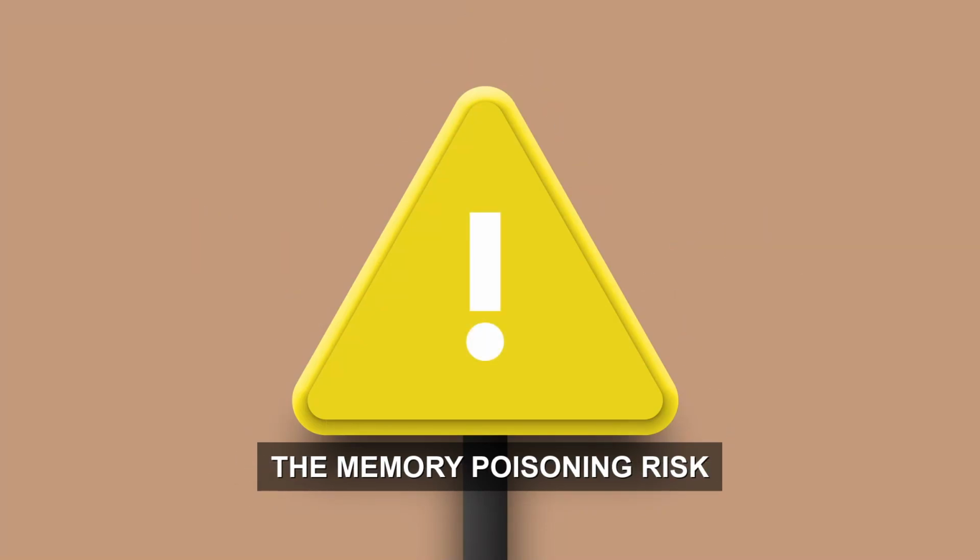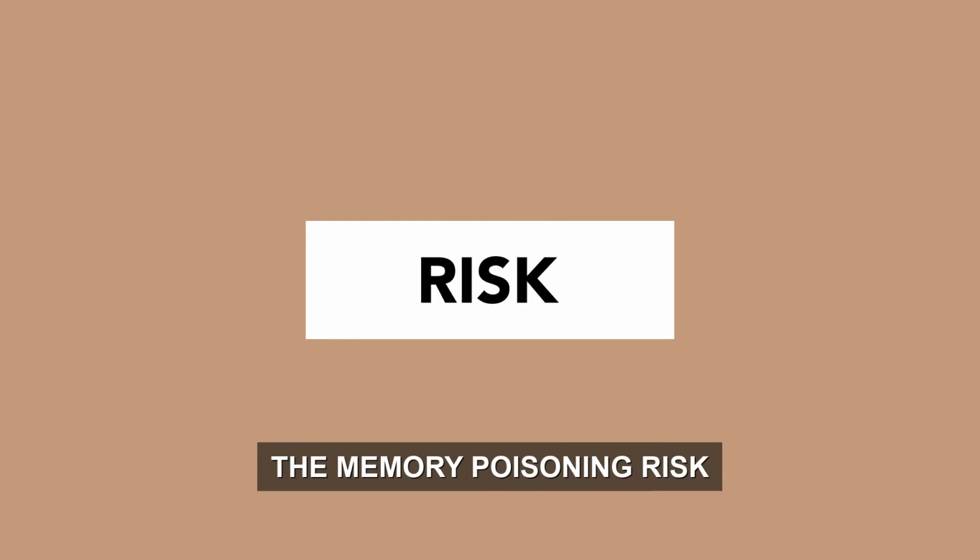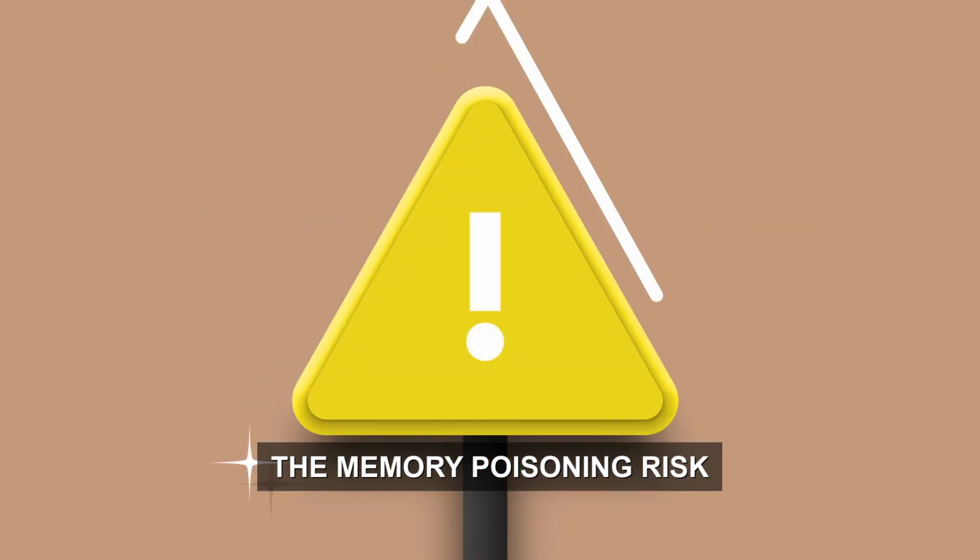But there's a real danger called memory poisoning. If an agent stores a bad memory, built on a wrong assumption or a hallucination, it carries that error into every future session. Robust architectures counter this with confidence scoring and human validation checkpoints for high-stakes writes.